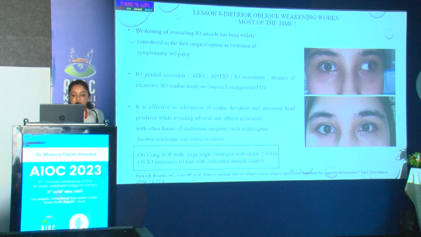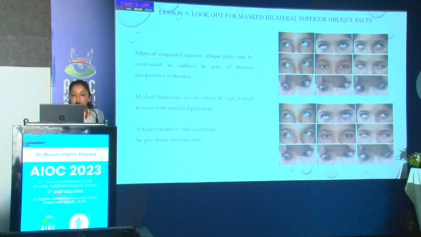It is effective in alleviation of ocular deviation and abnormal head posture while avoiding adverse effects that can happen with other forms of strabismus surgery, such as iatrogenic Brown syndrome and overcorrection. This patient with a congenital SO palsy in the left eye with large angle exotropia with grade 3 eye overaction underwent OS IO recession 10 millimeter along with horizontal muscle surgery.